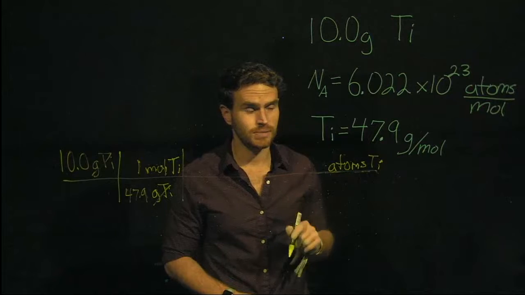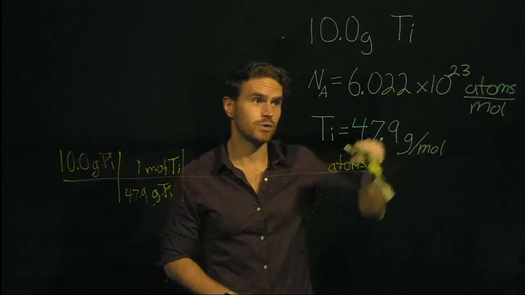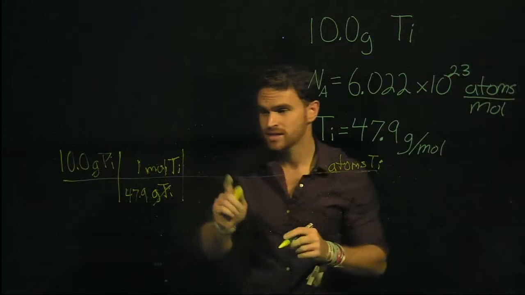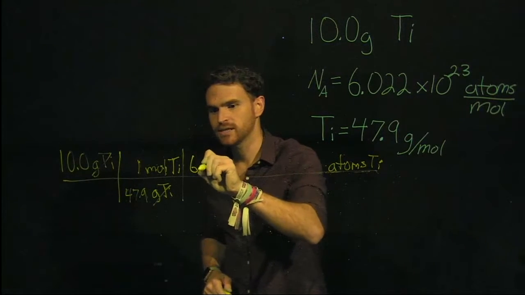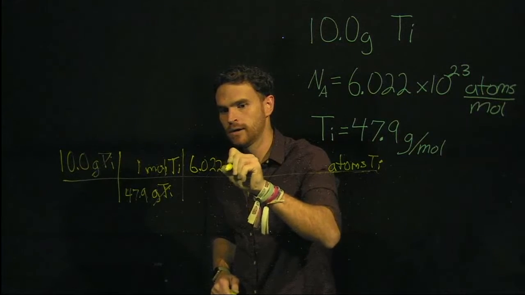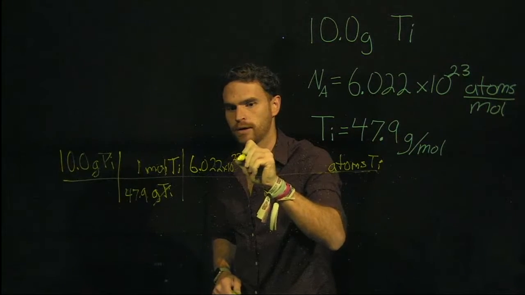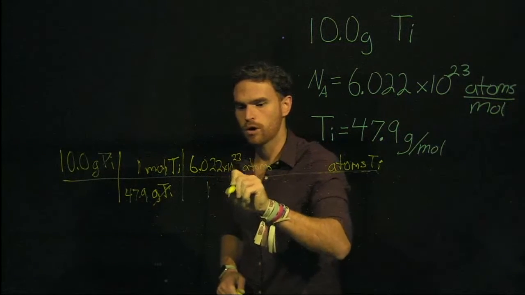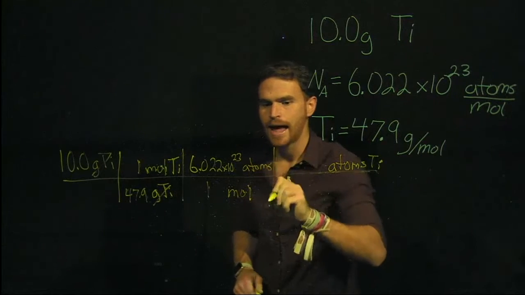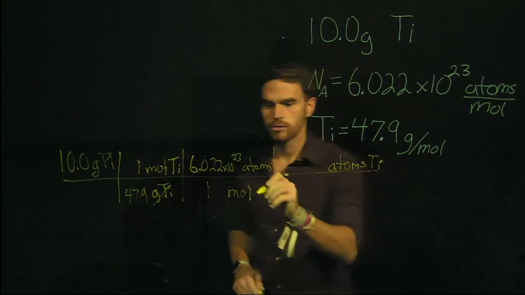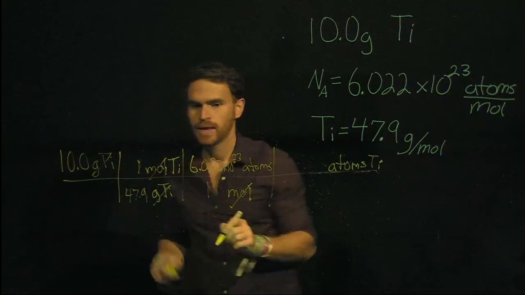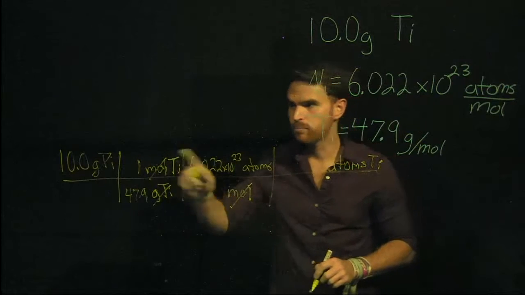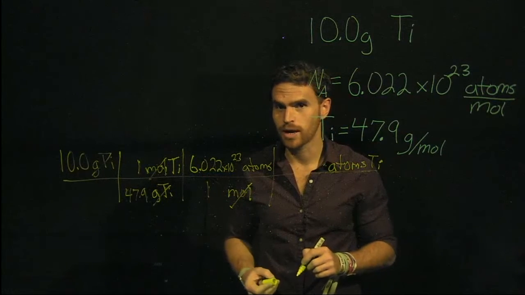But my final answer needs to be atoms. So I'm going to use Avogadro's number, which is 6.022 times 10 to the 23rd atoms per mole, to cancel that out. So I'm going to put 6.022 times 10 to the 23rd atoms for every 1 mole. And now, what you should notice is that moles cancel out, and all that you're left with is atoms of titanium. So I know that if I plug this into my calculator correctly, I'm going to get the right answer.